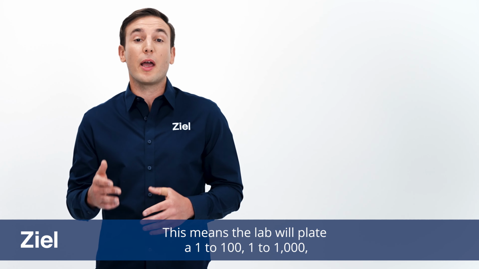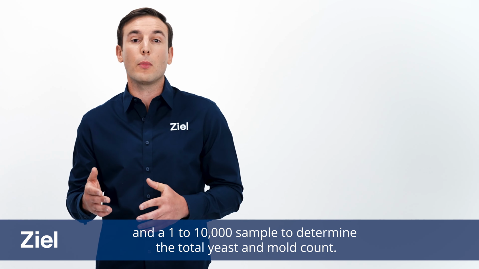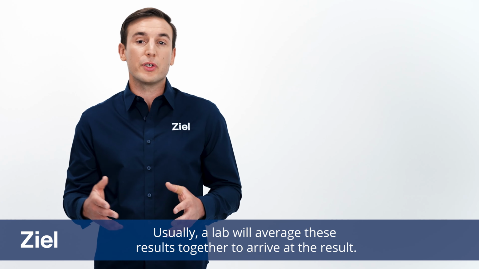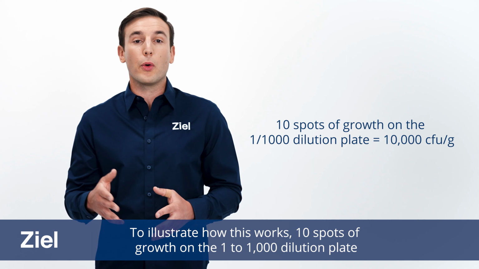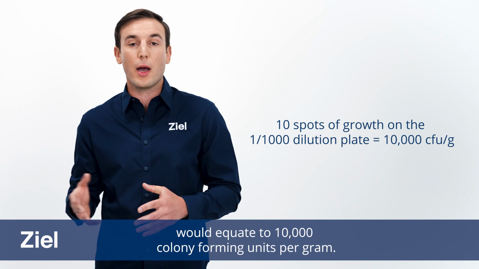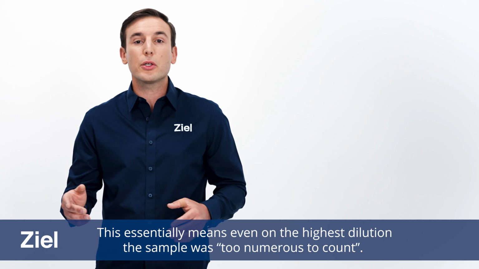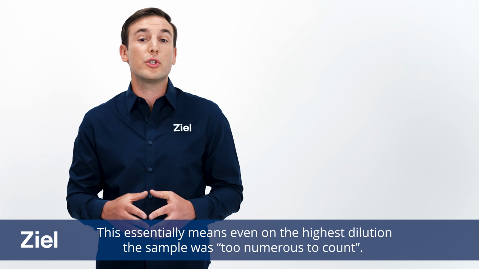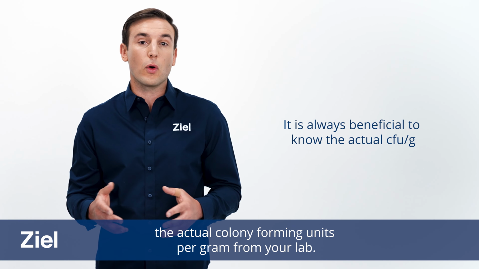This means the lab will plate a 1 to 100, 1 to 1000, and a 1 to 10,000 sample to determine the total yeast and mold count. Usually, a lab will average these results together to arrive at the result. To illustrate how this works, 10 spots of growth on the 1 to 1000 dilution plate would equate to 10,000 colony-forming units per gram. Sometimes a lab result will simply say fail, or TNTC. This essentially means even on the highest dilution, the sample was too numerous to count. When possible, it is always beneficial to know the actual colony-forming units per gram from your lab. You'll just have to request the lab to do the necessary serial dilutions.